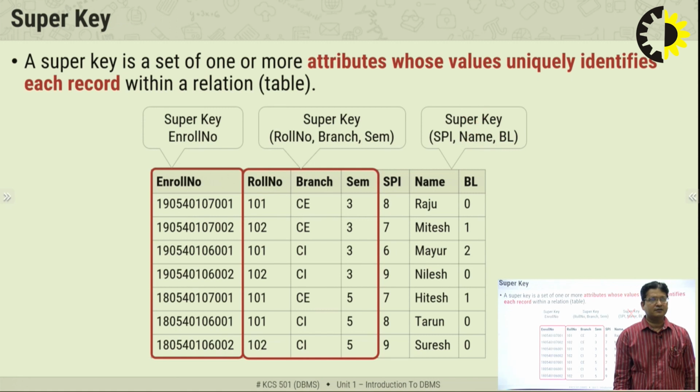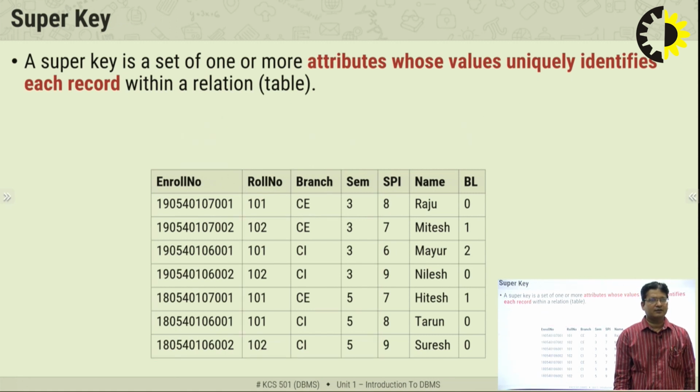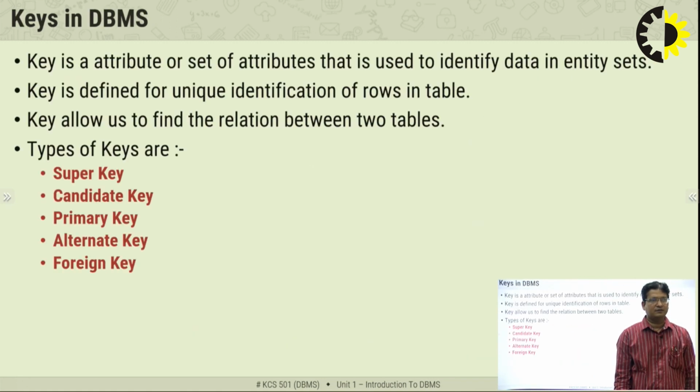Again, we have discussed the candidate key, but there is one more important concept: the primary key cannot have a null value. This rule is known as the entity integrity rule. I repeat, the primary key cannot have a null value. This rule is known as the entity integrity rule.